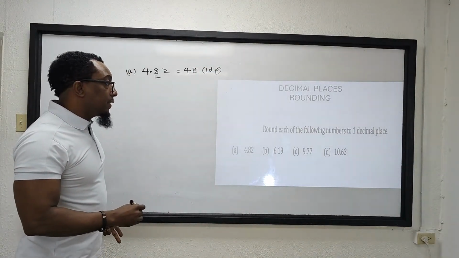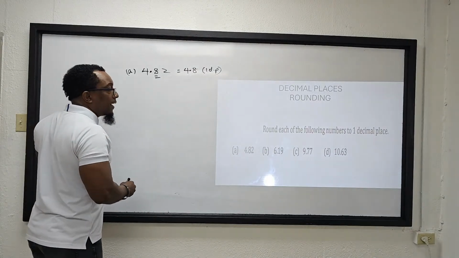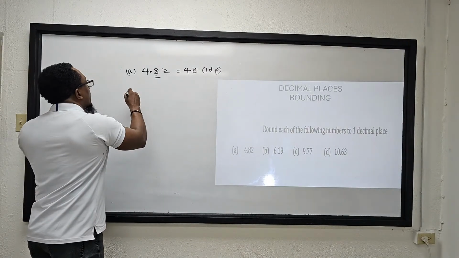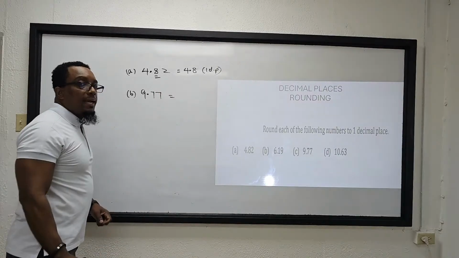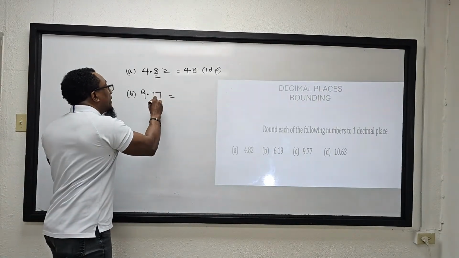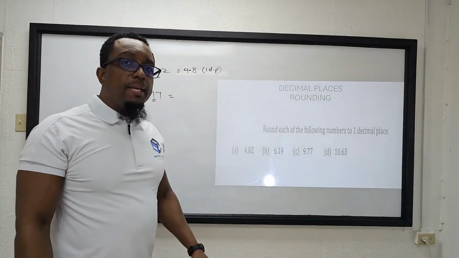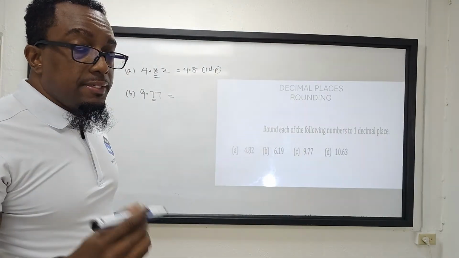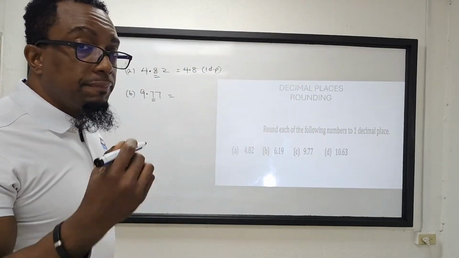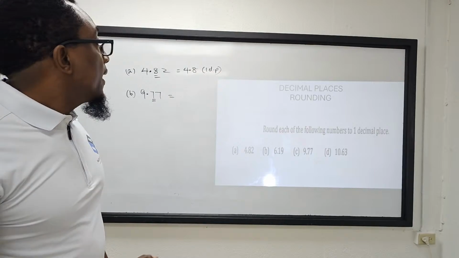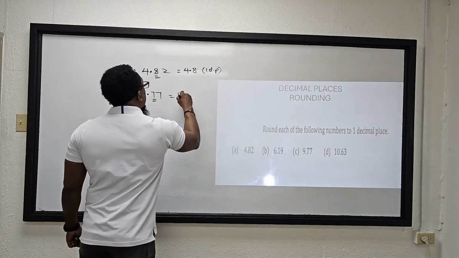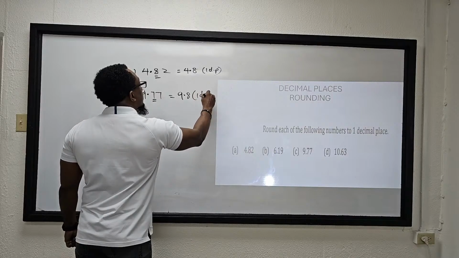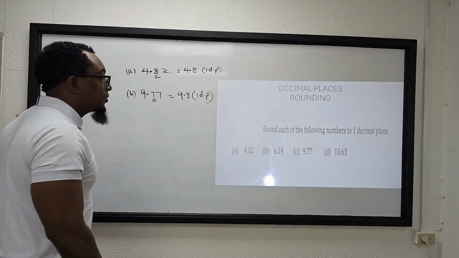Let me take another. If I have B, 9.77 to 1 dp. I count one place after the point. I look at the number immediately after, which is 7. In this case, once the number immediately after is 5 or more than 5, I'm going to add 1 to the number underlined, so that 7 becomes 8. Right? Straightforward.